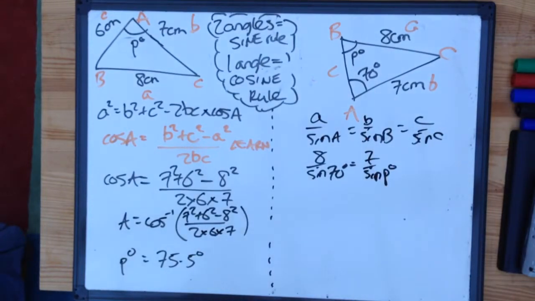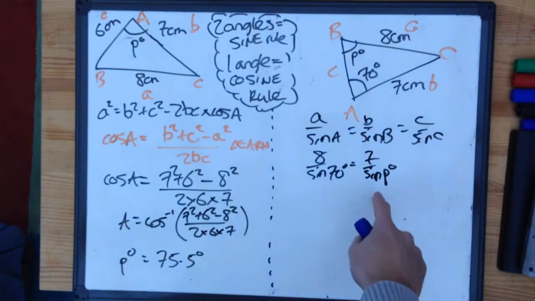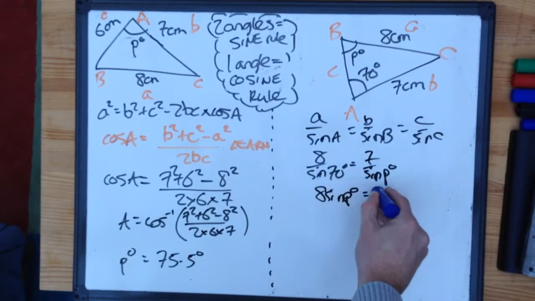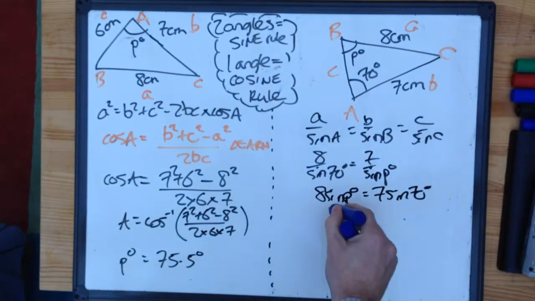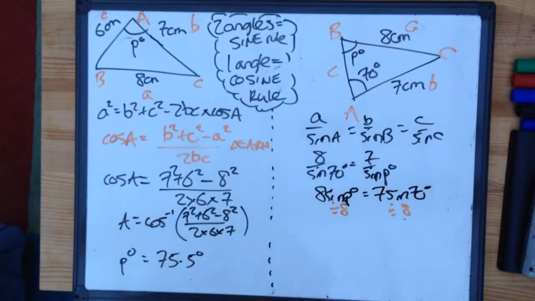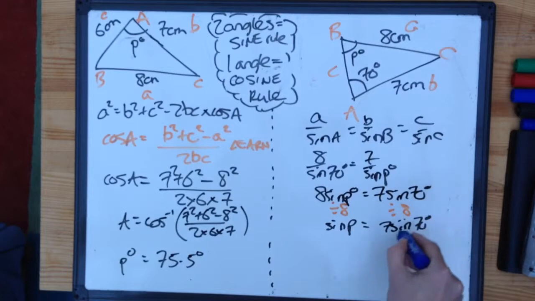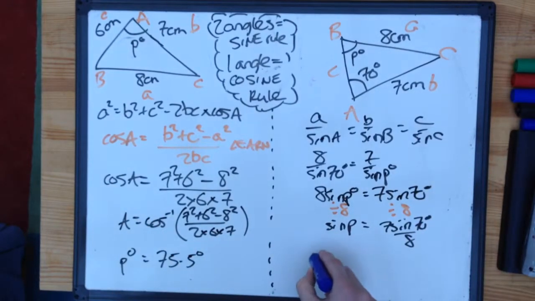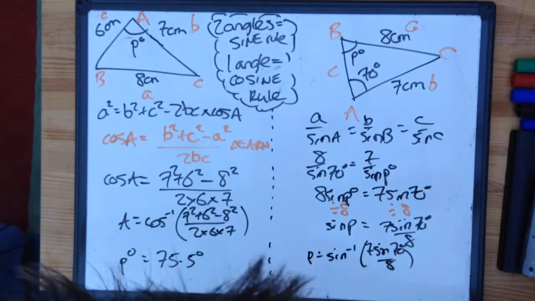P. So what we want this time is on the bottom of the fraction. To get rid of the fractions, we could just cross multiply. And we'd get 8 sine P is equal to 7 sine 70. That looks okay. To get sine P by itself, we divide both sides by 8. So sine P is equal to 7 sine 70 over 8. And similar to the way we got rid of the cos, with the cos to the minus 1, we get rid of the sin with the same thing. Sin to the minus 1 of 7 sin 70 over 8. And again, our calculator can deal with that.